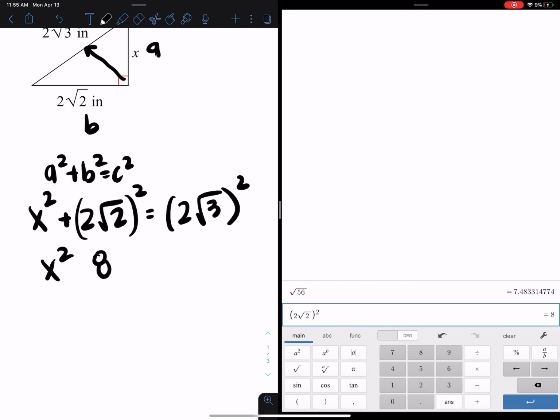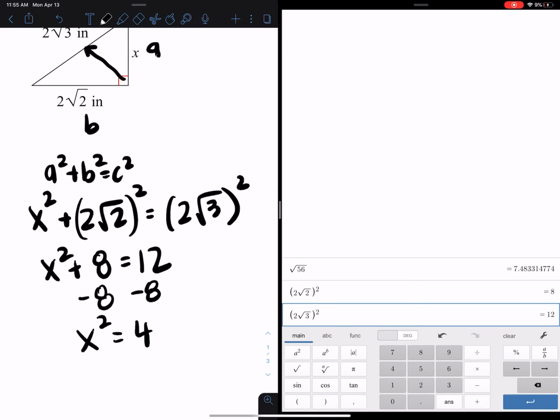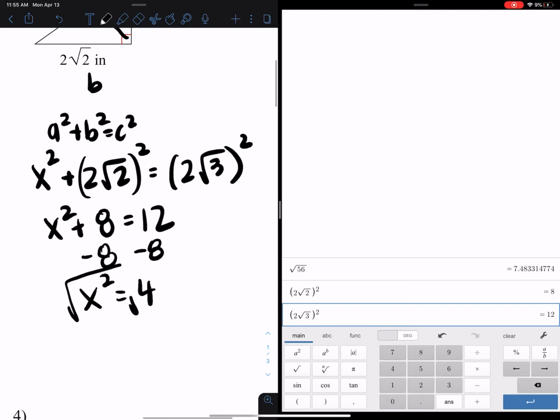So we have X squared plus 8 equals, now I'm going to do the same thing. We have 2 square root of 3 squared, that equals 12. So now we can just subtract 8 from both sides. So we get X squared equals 4. We take the square root, and we know the square root of 4 is 2. And if you don't know that off the top of your head, you can do the square root of 4 in the calculator, and it'll tell you that it's 2.